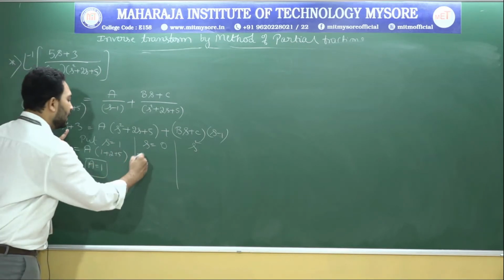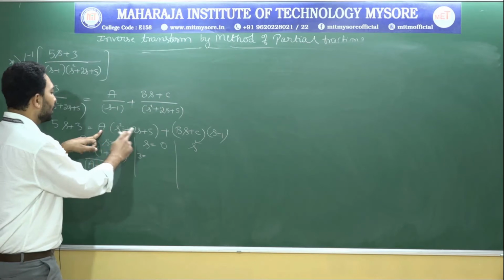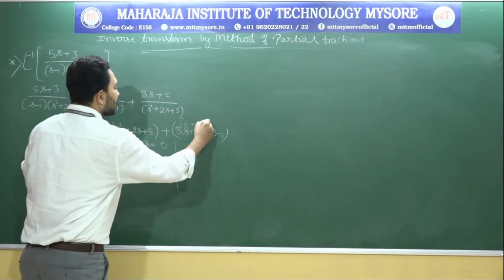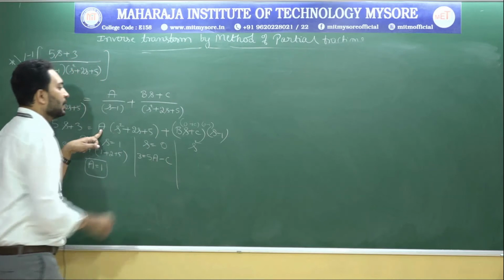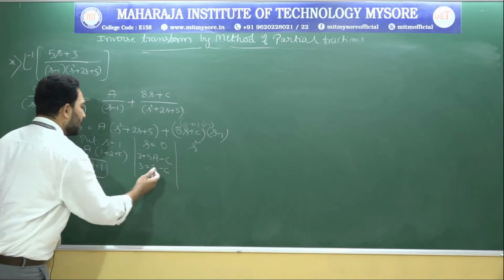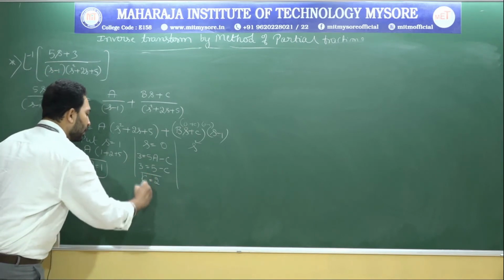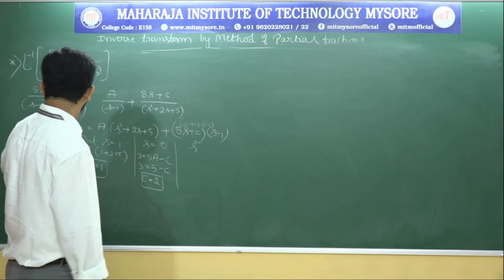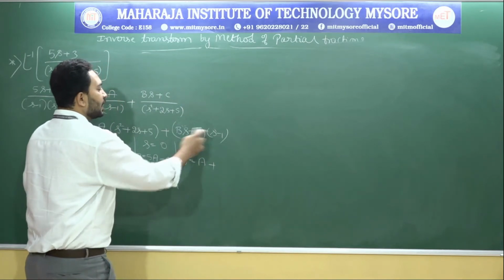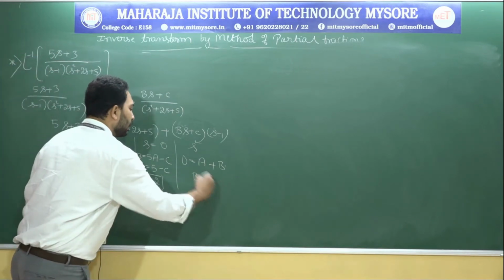Put s equals 0, we will get 3 equals 5A plus C into minus 1, it is minus C. So 3 equals 5 into A, which is 1, so 5 minus C. Taking C to one side and 3 to the other, we get C equals 5 minus 3, which is 2. Next, compare the coefficient of s²: we don't have s² on the left side, so on the right we have A plus B, so B equals minus 1 since A is 1.